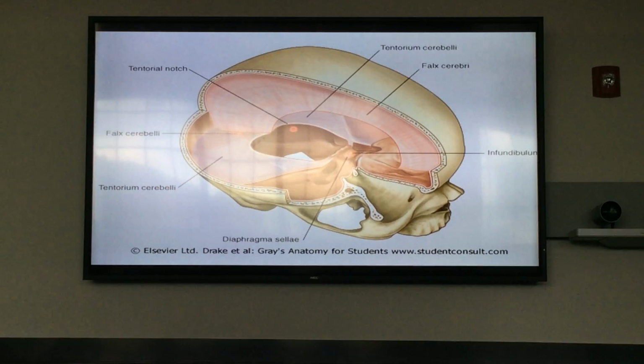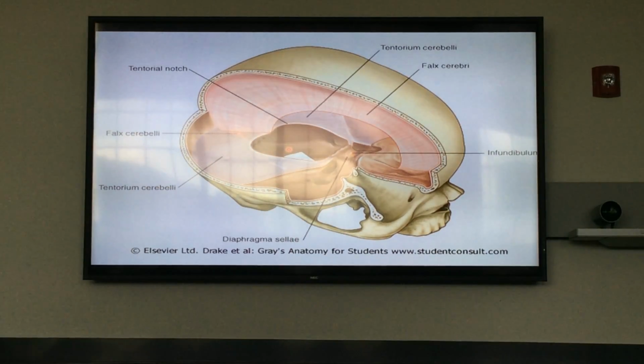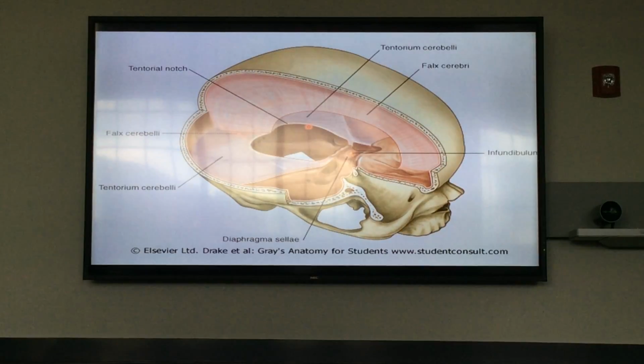You have a notch right here. This is actually pretty important because some of these pressures don't have to actually push the brain outside the foramen magnum. Some of them can actually just herniate part of the central nervous structure over a notch or push it through a notch, which can disrupt things and cause people to die.